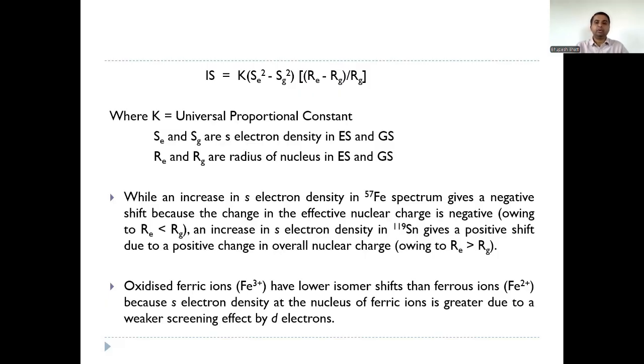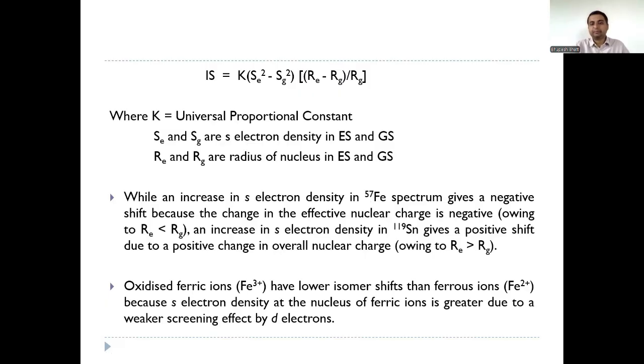Because the overall nuclear charge owing to Re greater than Rg means the radius of nuclei in the excited state will remain higher of 119Sn when there is more s electron density compared to the ground state. Now, if we talk about this, again, consider the case of this 57Fe.